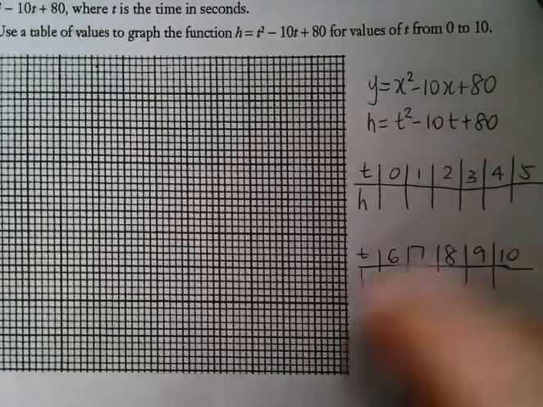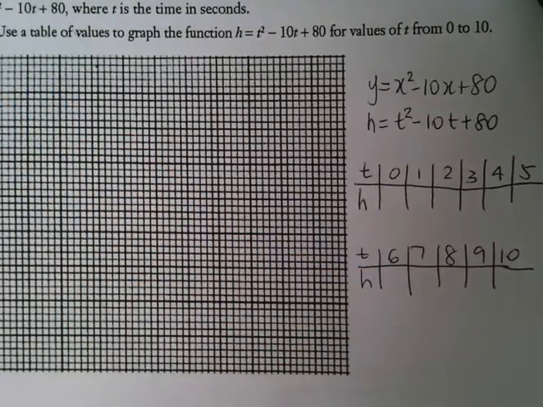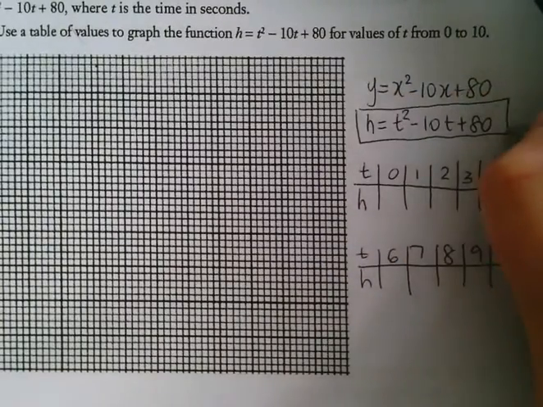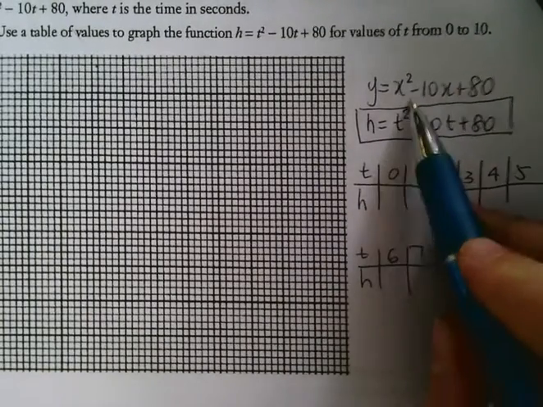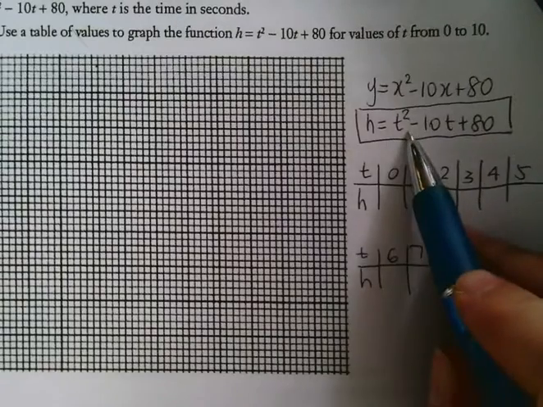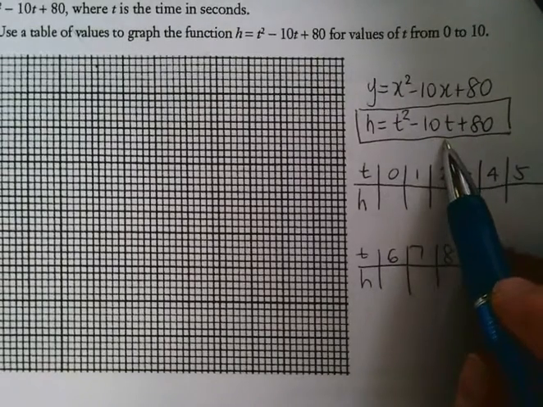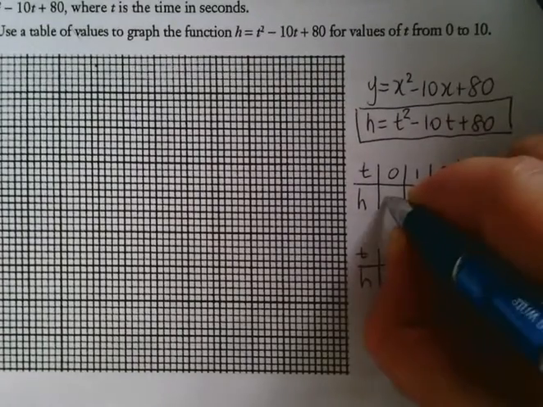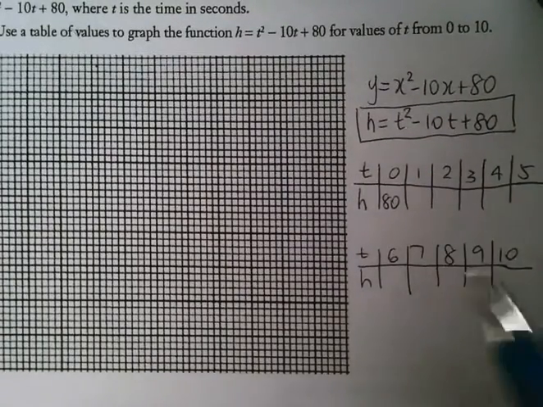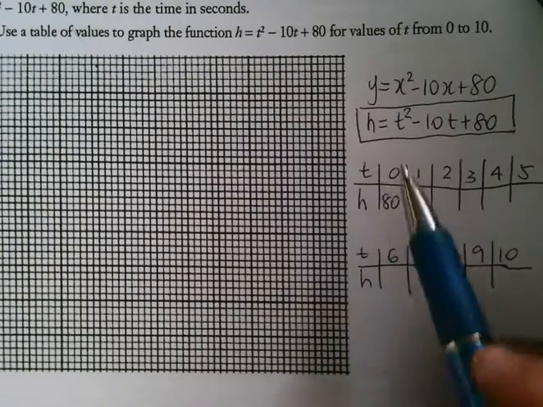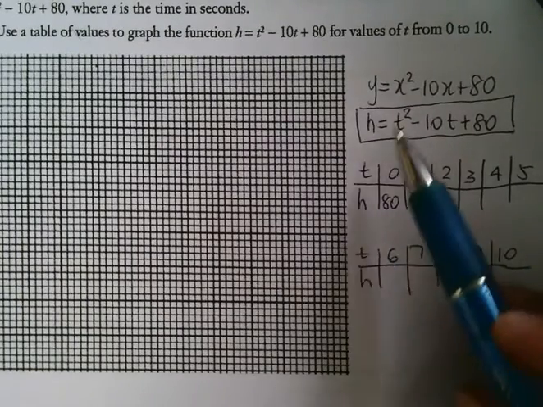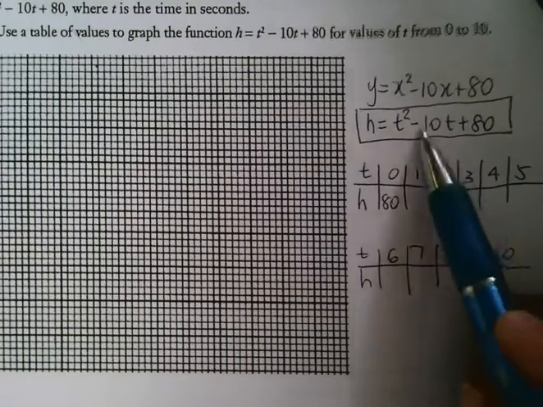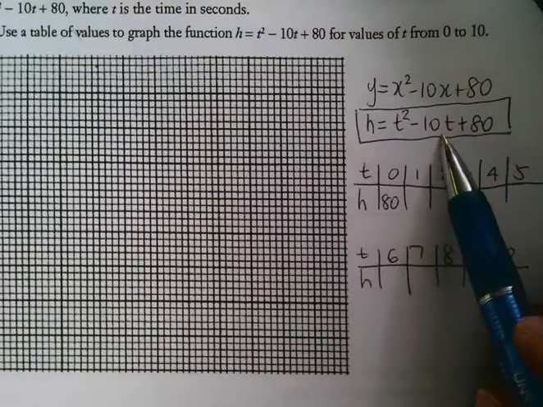So let's go. When t is 0, here's my equation. Now, t is 0, you should be able to just do that one in your head. 0 squared is 0, minus 10 times 0 is 0, plus 80. What do you get? 80. Now, if you want, you can do them on your calculator, but let's just try in our heads. What's 1 squared? 1. Minus 10 times 1. Do them on your calc if you want.